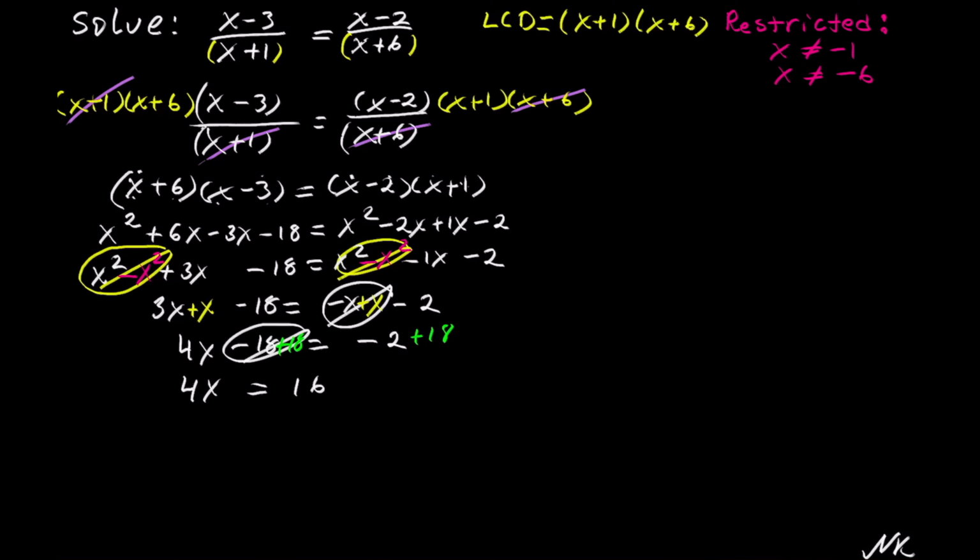So we have 4x is equal to 16. Let's solve for x by dividing by 4 on both sides. 4 and 4 will cancel and we get x is equal to 16 divided by 4, which is 4. 4 is not in the restricted category, so x equals 4 is our solution. That's all.